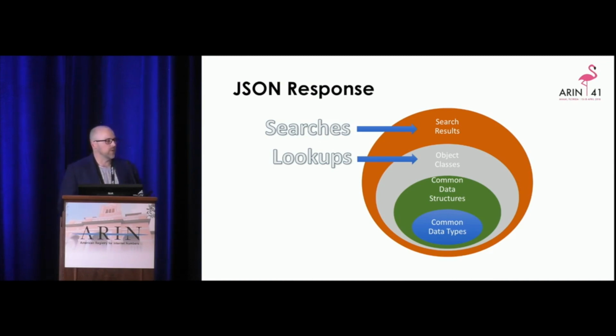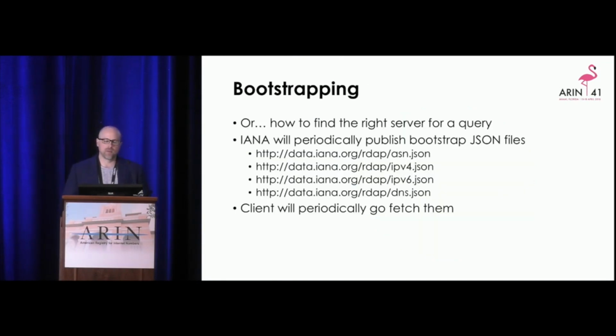The way the JSON is modeled is done in a way that allows someone who's programming to this to be able to reuse code over and over and over again. So it defines some common data types and then wraps those or puts those into some common data structures which are repeated throughout the JSON. Finally, you have object classes which represent things like IP networks, autonomous system numbers, domain names, and so forth. And then those are all wrapped up into containing objects called search results. So it's fairly straightforward.